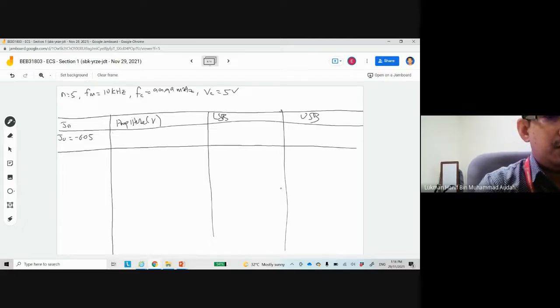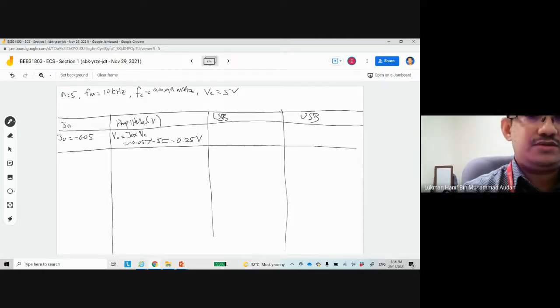So V0 is equal to J0 multiplied with VC. So this is equal to minus 0.05 multiplied with VC is 5, so we get here is equal to minus 0.25 volt. Okay, minus 0.25 volt, so there's no sideband.